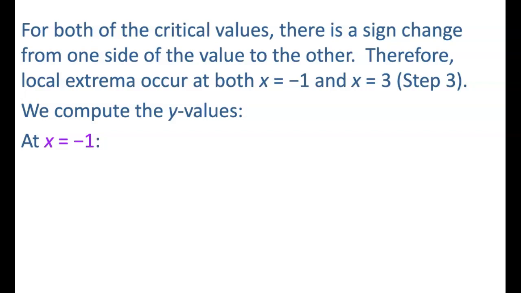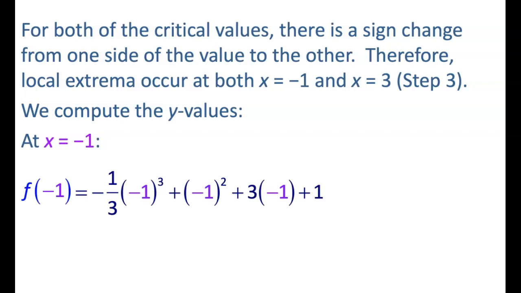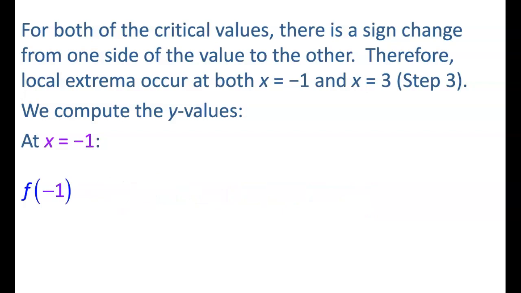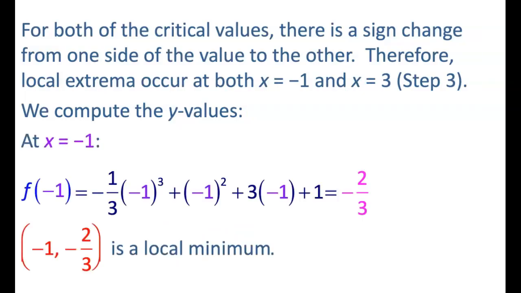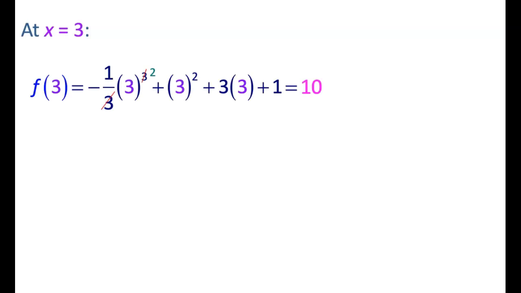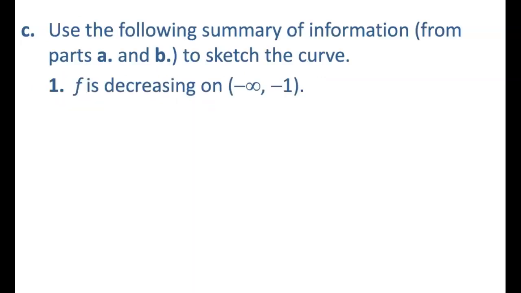Remember, the original function tells you the height of the function. So f of -1 gives you -2/3. And remember, at -1, back here, we noticed that that was a minimum. So -2/3 is a local minimum. And then at x equals 3, remember, we decided that was a local maximum. Plugging 3 into the original function, its height is 10. So 3, 10 is a local maximum. Isn't that fun?